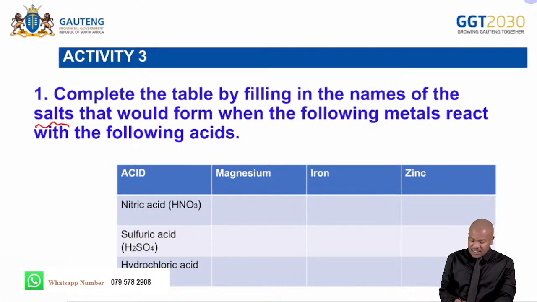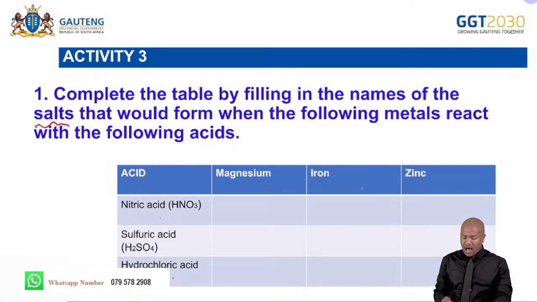So you have the acids here: nitric acid, sulphuric acid, and hydrochloric acid, right? The metals are what? Are magnesium, iron, and zinc. So you have to check this. Nitric acid reacting with magnesium. Nitric acid reacting with iron. Nitric acid reacting with zinc. And you do the same for the other acids. So let's meet again after 5 minutes.